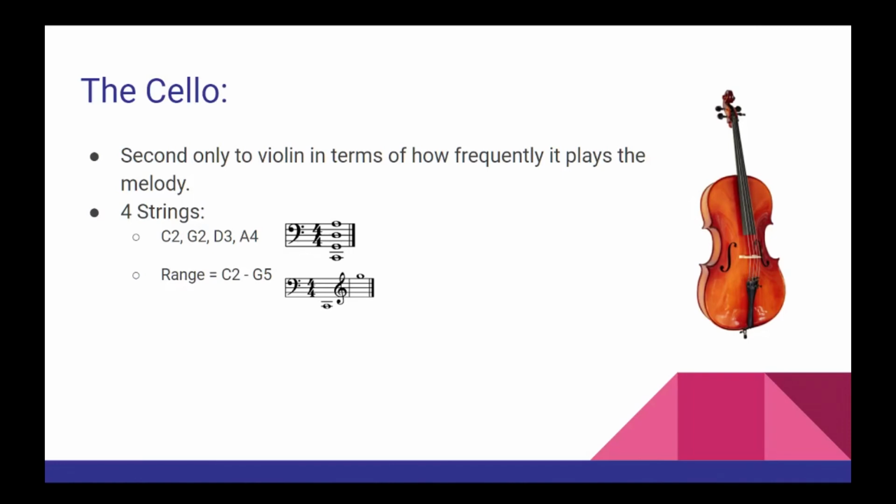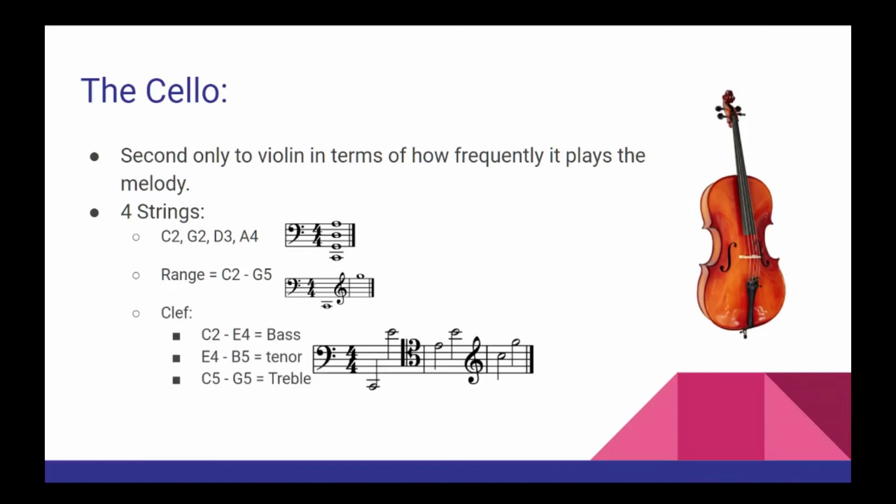Unlike the violin and viola, the clefs used by the cello are a little more complicated. And typically anything written between C2 and E4 is going to be written on a bass clef, which is the most frequently used clef when writing for the cello. Anything written between E4 to B5 is typically going to be written on the tenor clef. And then finally, anything written from a C5 to G5 is typically going to be written on a treble clef.